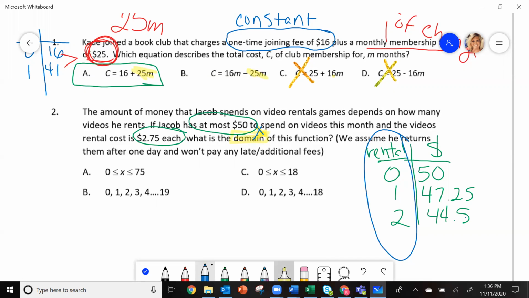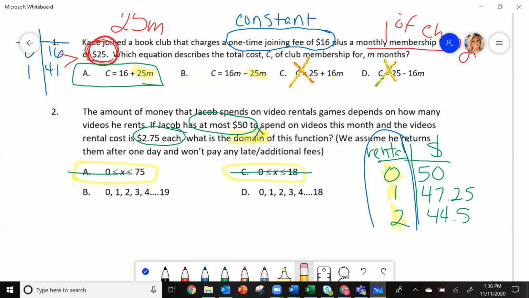But one thing I know is that I can cross out A and C. Does anybody realize why you can cross out A and C? Because those are continuous. When you rent a video game, you're either going to rent 0, 1, or 2. You have to do whole numbers. So that means these cannot be answer choices. The data has to be discrete, specific points.